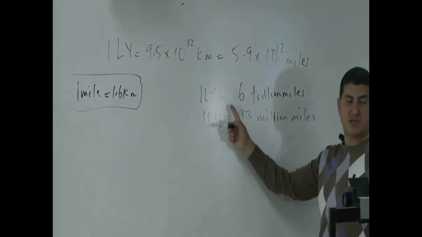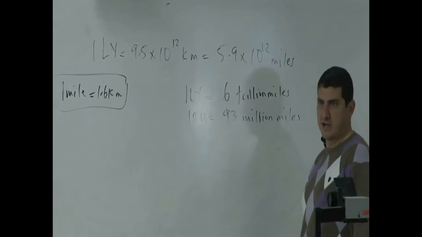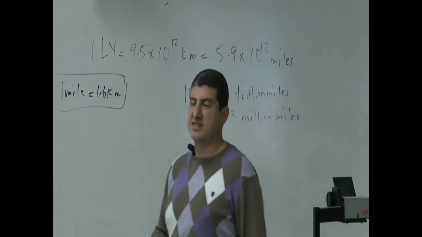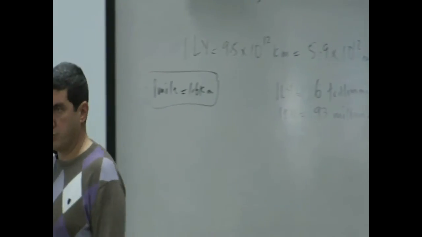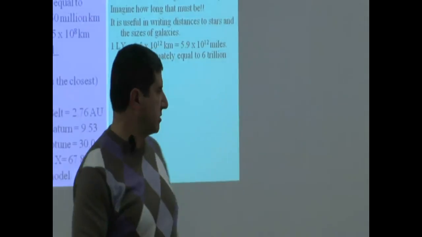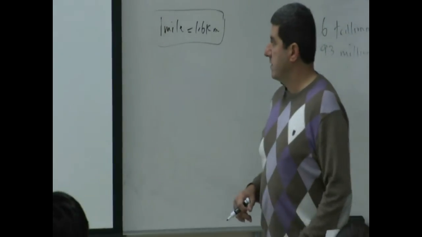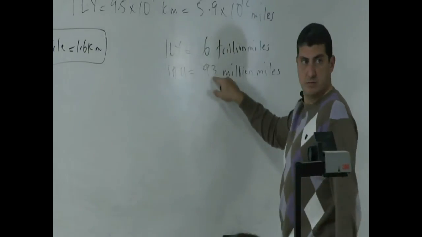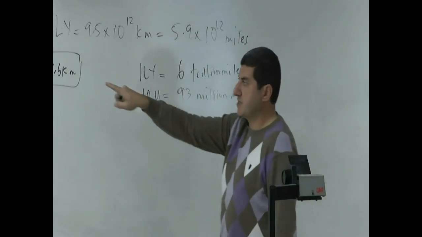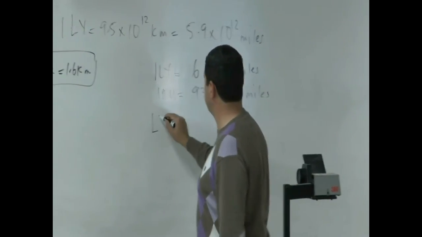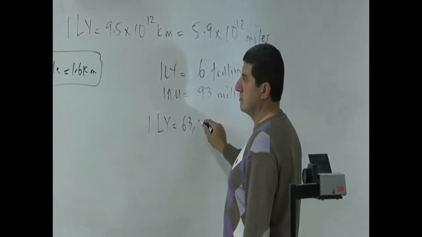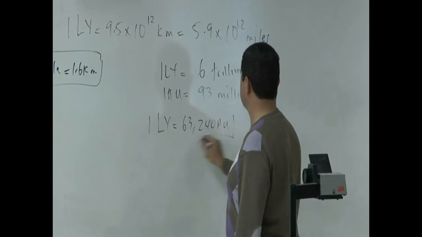Which one is a bigger unit? Oh, yeah. Trillion versus million. Trillion is 10 to the 12th, million is 10 to the 6th. It's not even close. A light year is much, much, much bigger, you see. If we want to know how many AUs go inside of a light year, we divide them. And it ends up being 63,000. So one light year, when you divide this, you get 63,240 AUs.